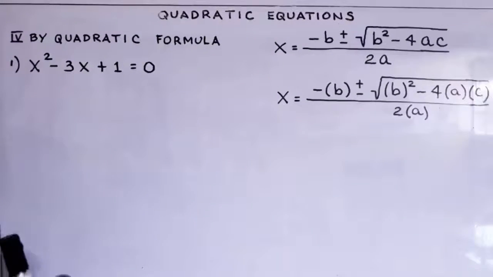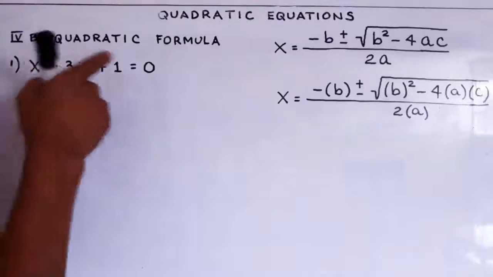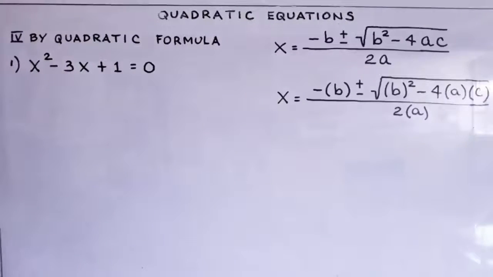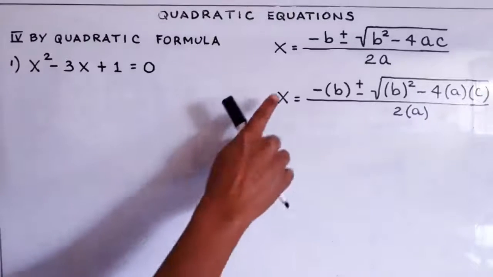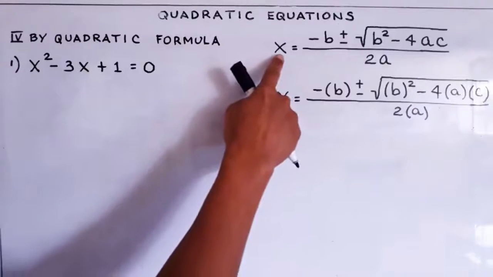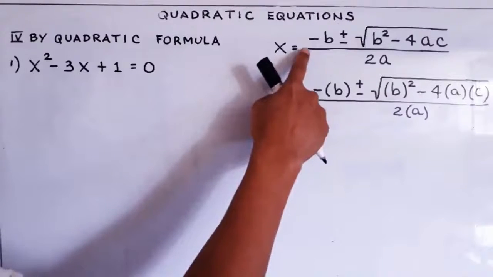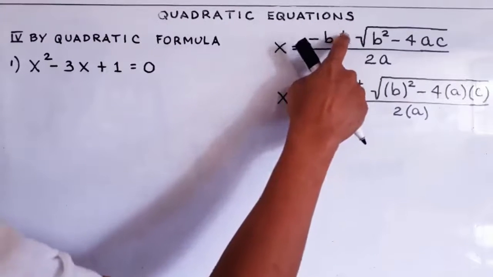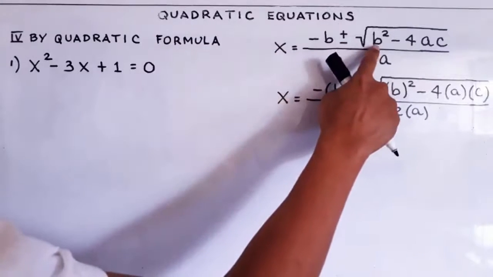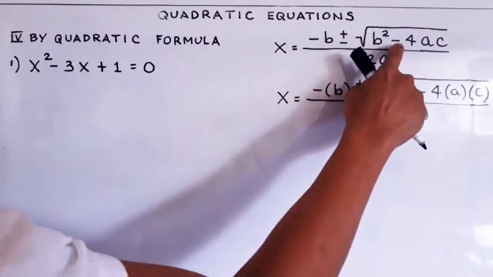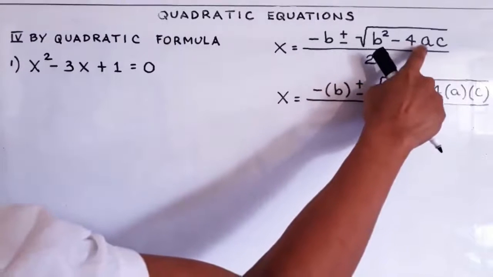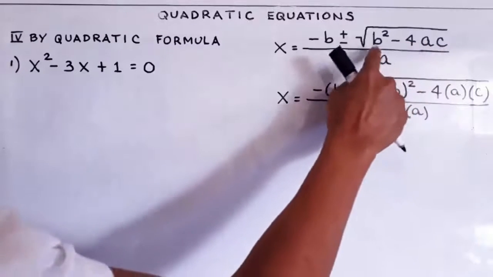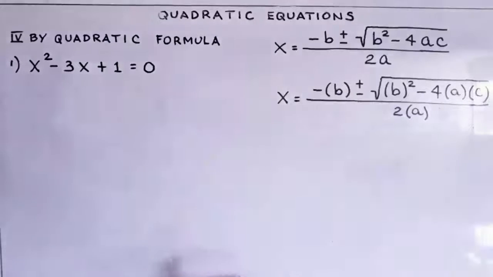Let's have the last method, the fourth method of finding the solutions of quadratic equations, and that is by using our quadratic formula. So this is our quadratic formula: x is equal to negative b, plus and minus the square root of b raised to the second power minus 4 times a times c, divided by 2a.